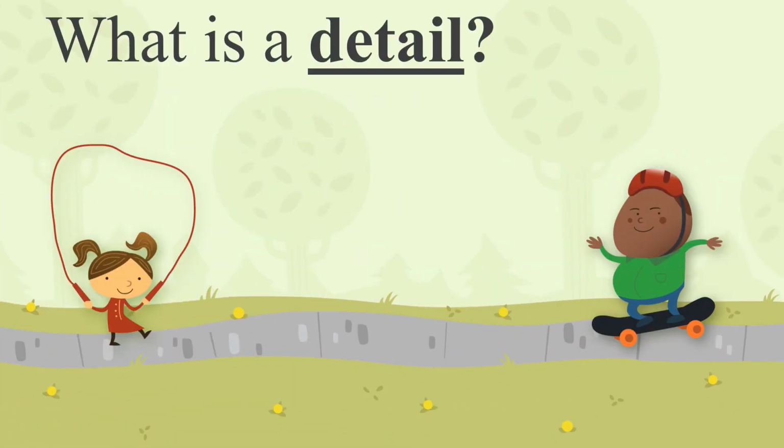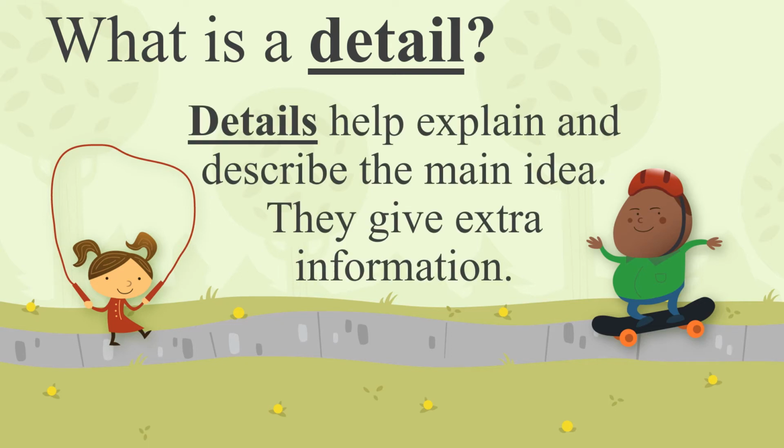Did you hear me use that word details when I was talking about the mosquito? What is a detail? Well, details help explain and describe the main idea. They give extra information. So the mosquitoes was extra information that some bats could eat 600 mosquitoes in 1 hour. That was extra information. That was a detail to help explain more and give more information about our main idea.